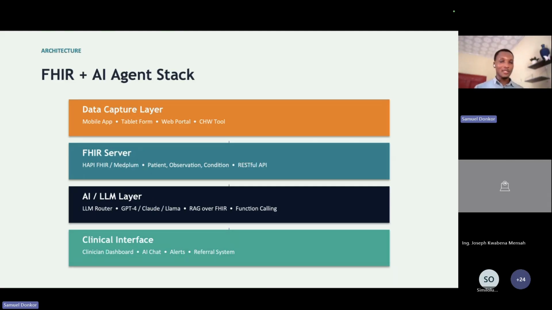So you have your data capture, which is important. Going way back, we said you need to solve the infrastructure first. You need a way to actually store the data and capture it so that you can eventually layer your AI on top of it. And then we looked at the FHIR server. Now we can go into the interesting stuff: AI, LLMs, and also the clinical interface, like I just showed with Smith.